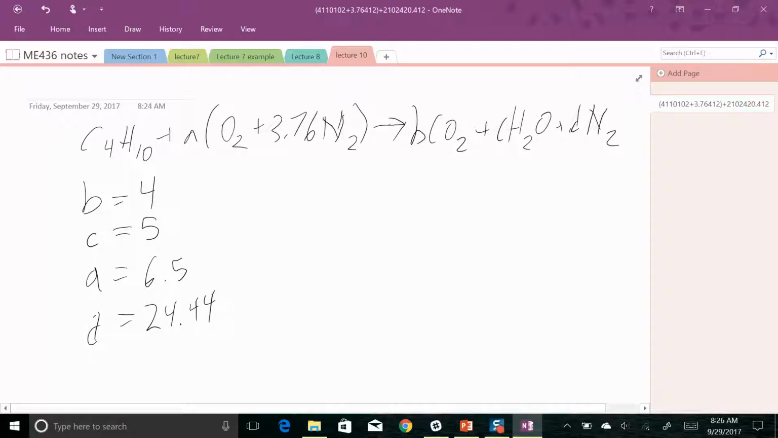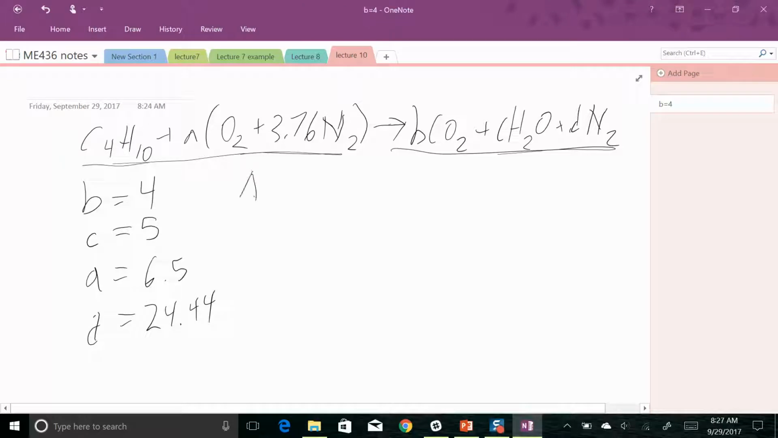So that's our balanced reaction. How do we now find the heating value? Well, we're going to set up an equation where we start with the enthalpy of formation of the products, so everything on this side, and then we're going to subtract the enthalpy of formation of all of the reactants. So let me see if I can sketch this out here.